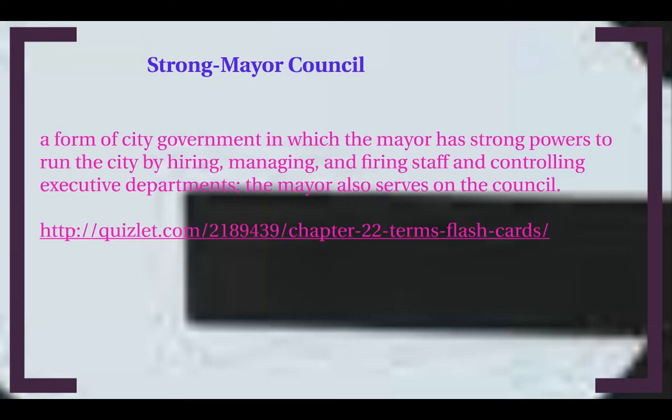We have 3 different types of mayor councils. Now we know this is at the local level, and I have included for you a definition of a strong mayor council. It is a form of city government in which the mayor has strong powers to run the city by hiring, managing, and firing staff and controlling executive departments. The mayor also serves on the council. So in this type of council, which is the strong mayor, he or she is involved in the day-to-day operations, whether it's hiring people, managing, or firing. So strong mayor council.